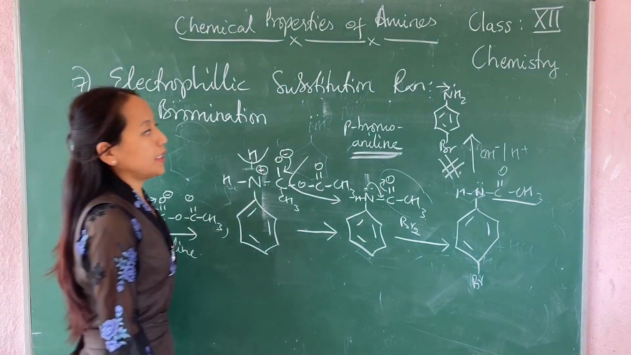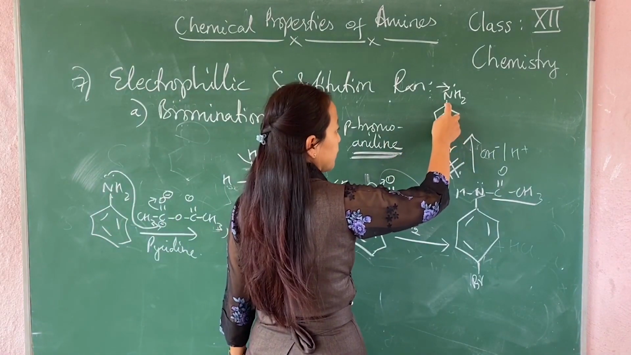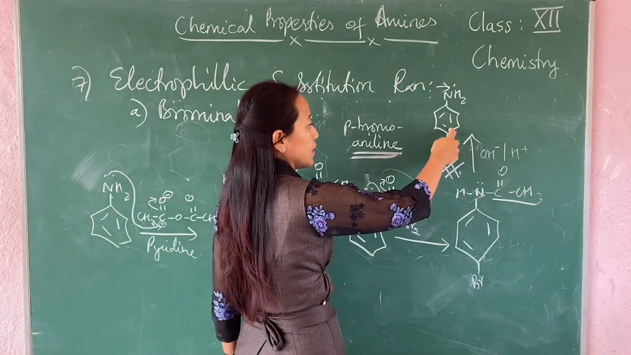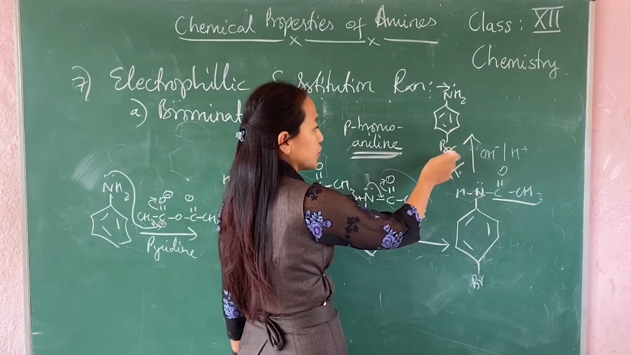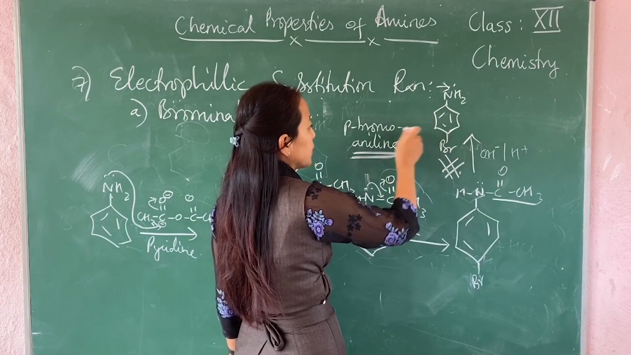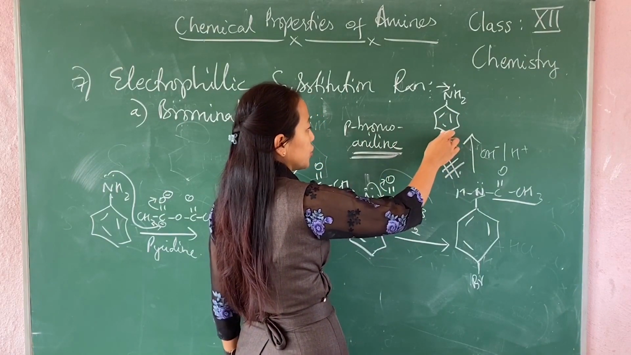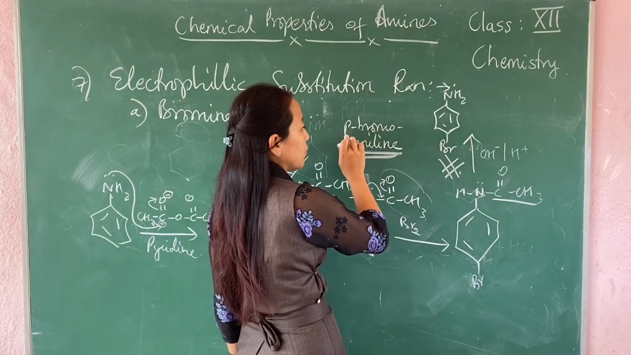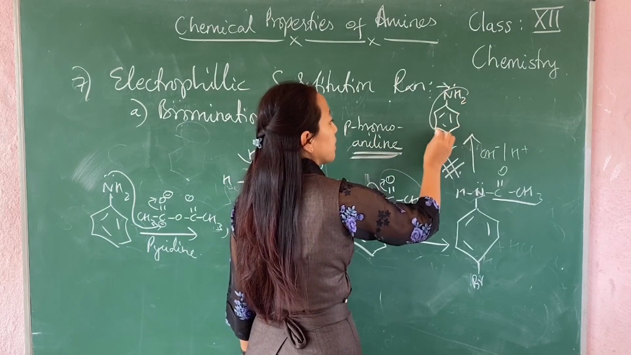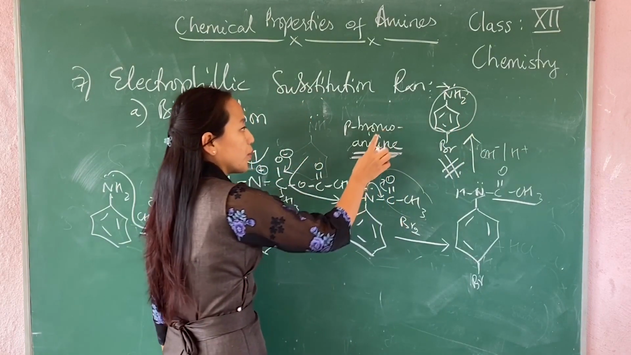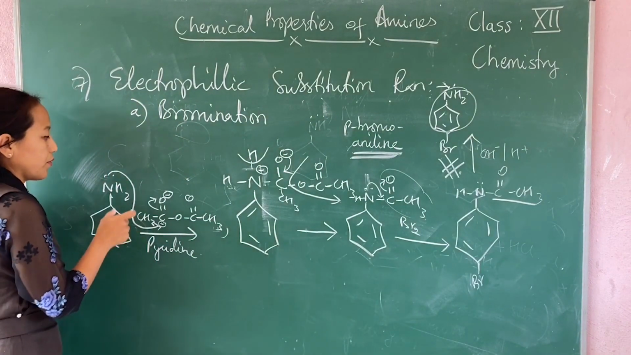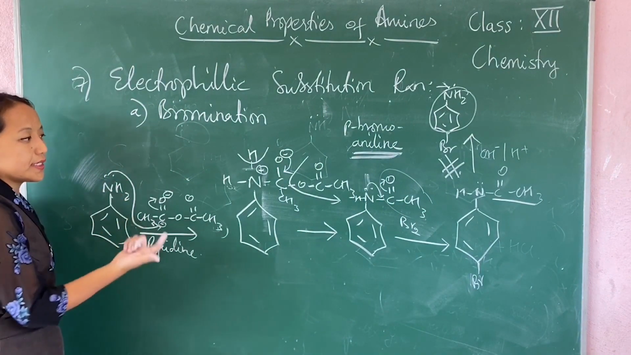Para-bromoaniline. Para, because first, second, third and fourth carbon atom: the fourth carbon carries the electrophile, which is your bromine. So para indicates the fourth position. On the fourth position, bromine is present. Therefore, para-bromo, and this compound is aniline. So para-bromoaniline. That's how you are controlling the activating power of NH2 by treating it with an acyl group.